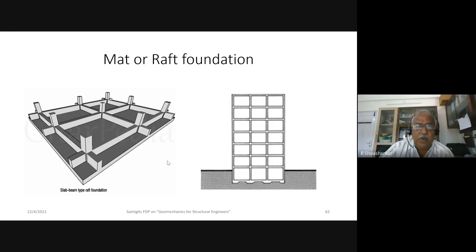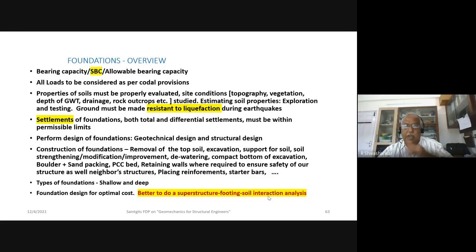That means the load is transferred through end bearing. But if the soil at shallow depth is not capable of withstanding the loads from the superstructure or safely transferring the load from the superstructure to the subsoil, we go for pile foundations. So all this I have said, I think, in my different lectures.